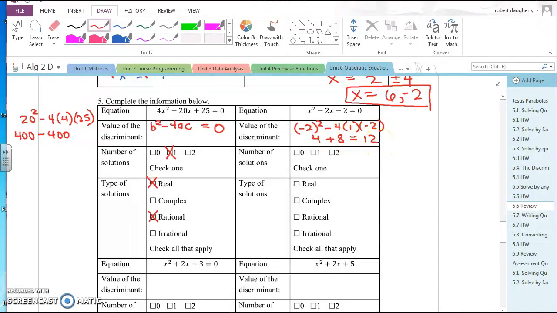So I'm going to have to end up solving this to take the square root of 12. So the square root of 12 is not a perfect square. I will get two solutions. The solutions will be real, but they will be irrational because I'm going to have a square root of 12 in my answer, and that's going to leave me with a radical that simplifies down to 2 square root of 3.